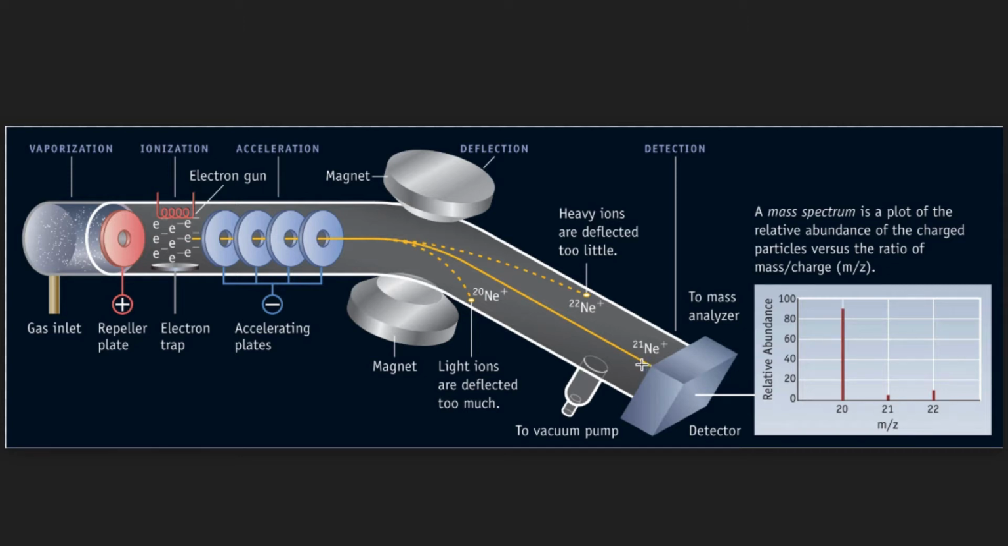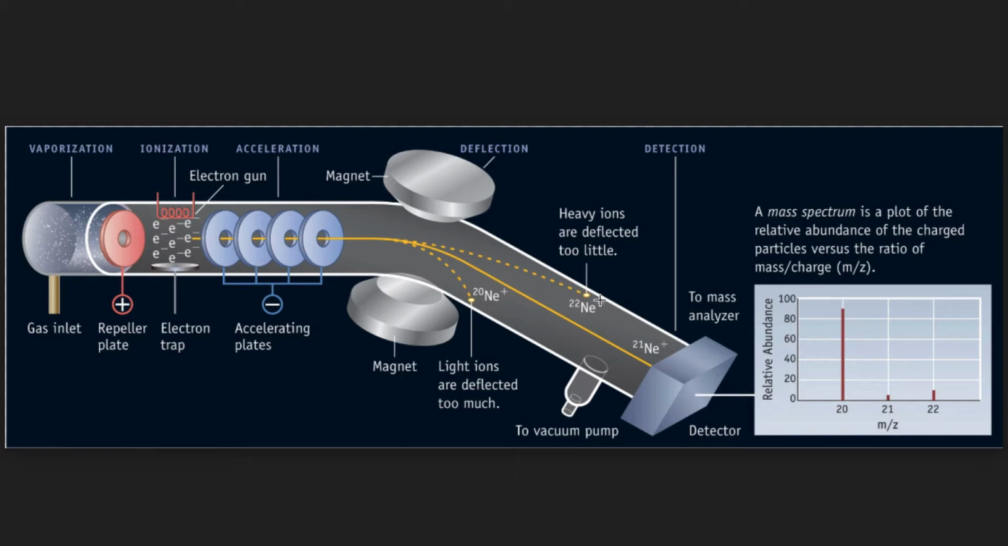So what do you need to do? Well, you need to change the strength of this magnet to make it, say, weaker. And if you make this magnet weaker, then you will cause neon 21 and neon 22 both now to be too heavy, and you can instead go looking for neon 20. So in other words, don't apply as much force. The neon 20 will now not be deflected as much, and the neon 20 will make it to the detector while the other two crash into the side.